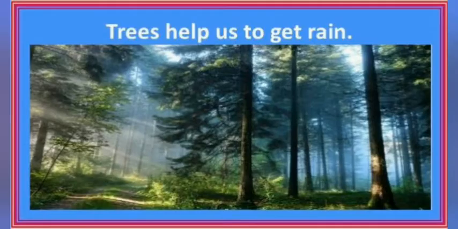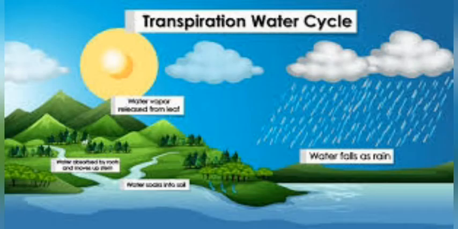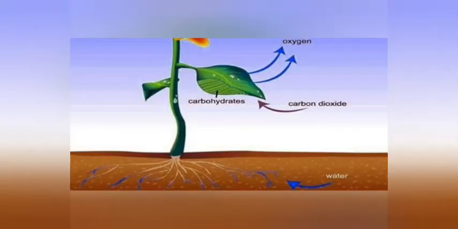But we have studied that we should plant more trees to get more rain. Have you ever thought what is the part of plants and trees in the water cycle? I'll tell you. Transpiration plays an important role in the water cycle. If more trees are there, more water vapor escapes from the trees into the atmosphere, which condenses to form rain clouds. Second is the cooling effect.